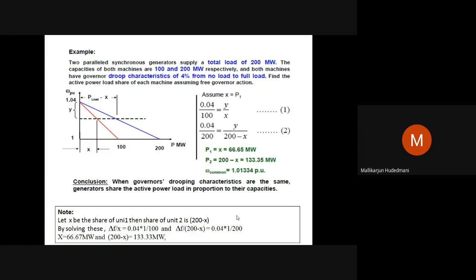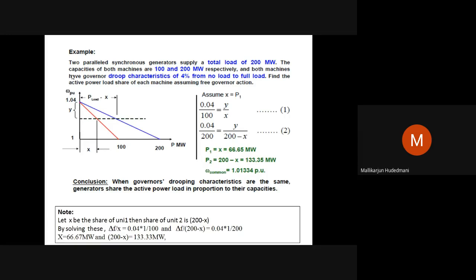And numerically, I have solved it in the footer. What is this? Two parallel synchronous generators. There are two generators in parallel. A total load of 200 megawatt is to be addressed. The capacity of both machines is 100 and 200 megawatt respectively. Machine 1 is 100 megawatt, machine 2 is 200 megawatt. And both together in parallel share a load of 200 megawatt.